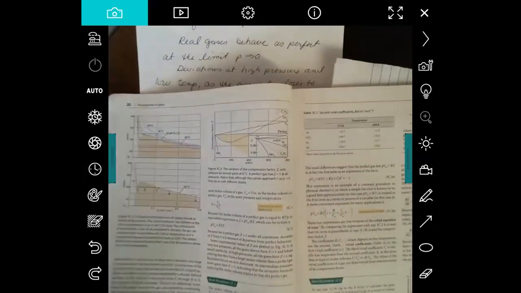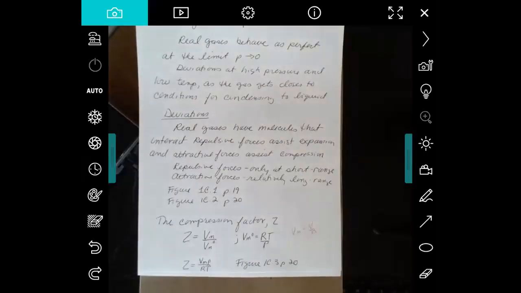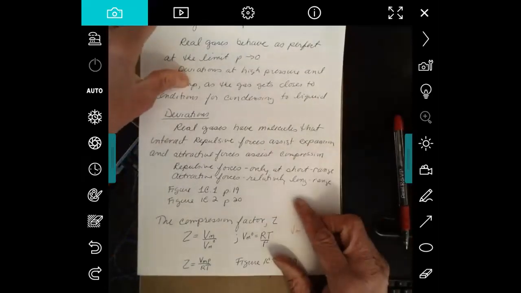when repulsion dominates, the system is larger, has a larger volume than a perfect gas. So if you look at that graph on page 20, it will help you think about how a compression factor, if you were to measure it, could tell you a lot about the non-ideal behavior of a gas.